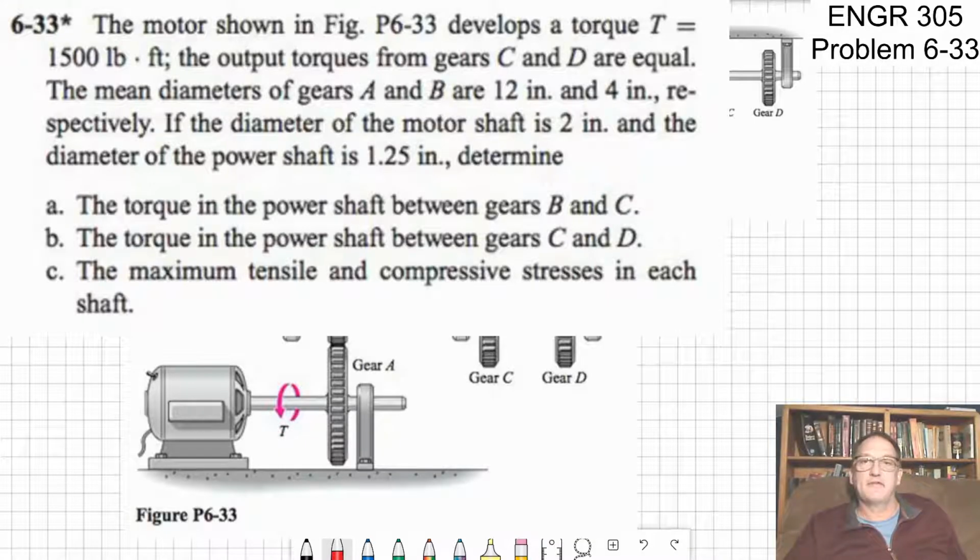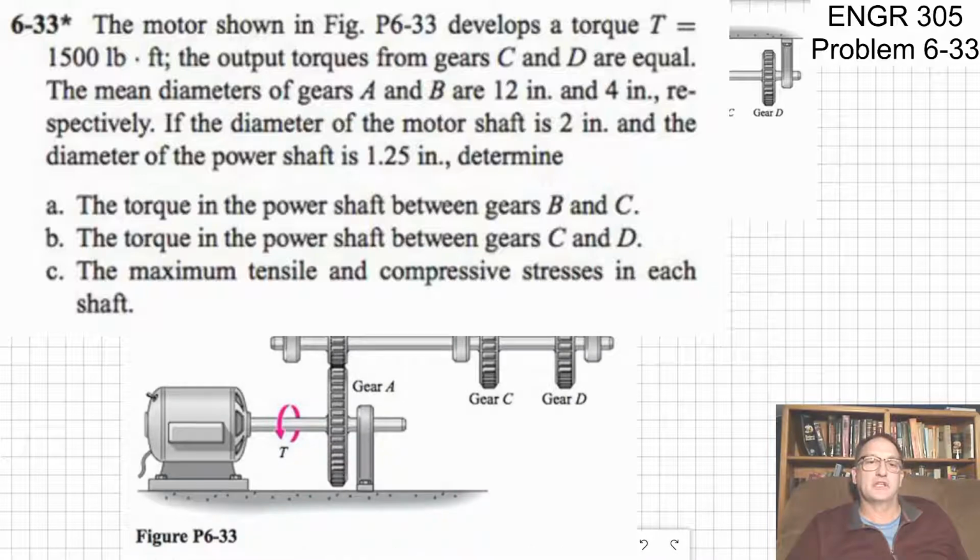Engineering 305, example problem. Not example problem. Sorry, this is a regular problem. This is problem 33 out of the back of chapter 6 or the middle of chapter 6. The motor shown in figure P6.33 develops a torque T equal to 1,500 foot-pounds.